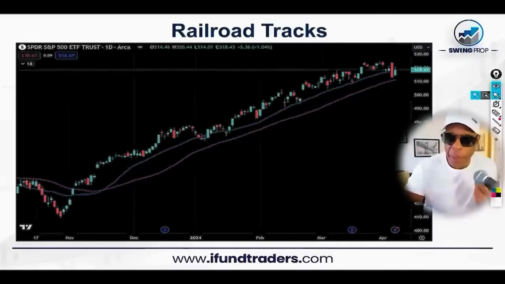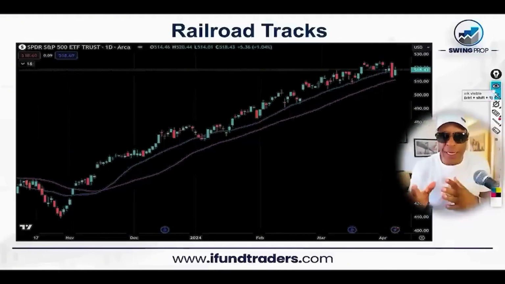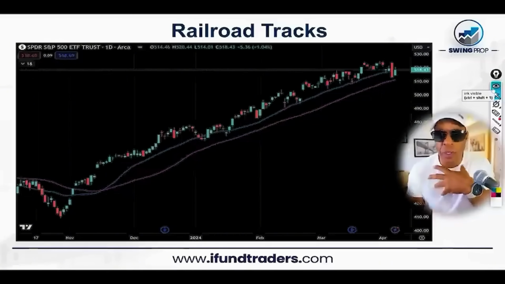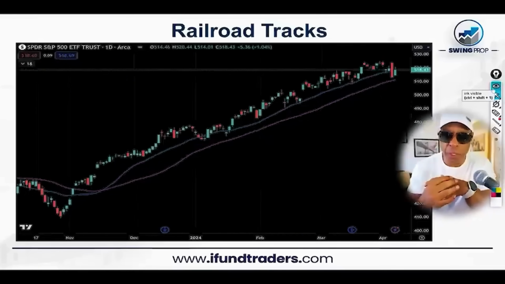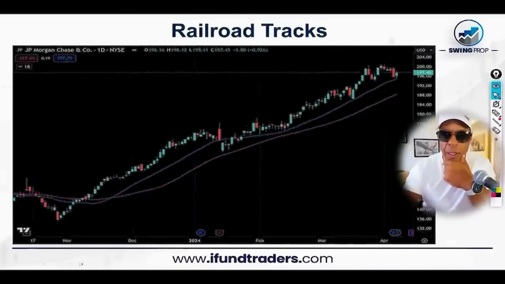Now, this is an example of railroad tracks. When you have something that's demonstrating railroad tracks, you do want to have the tendency to hold on longer, to maybe start adopting more of a swing approach versus an income in-and-out approach, because you're going to leave a lot of money on the table if you don't adjust to a swing trading approach.